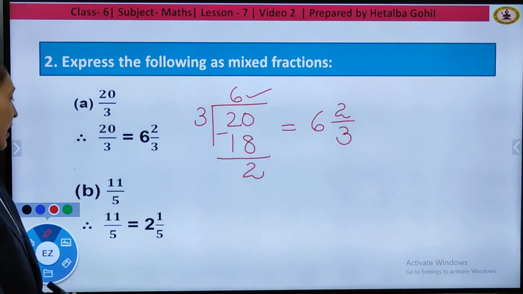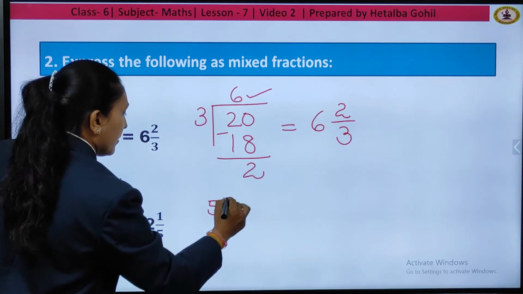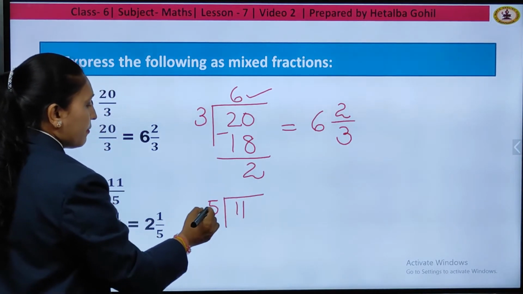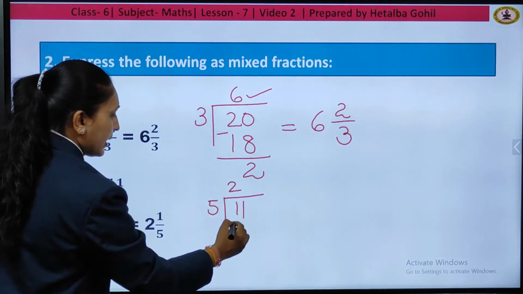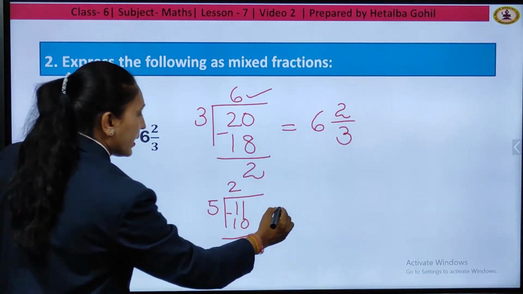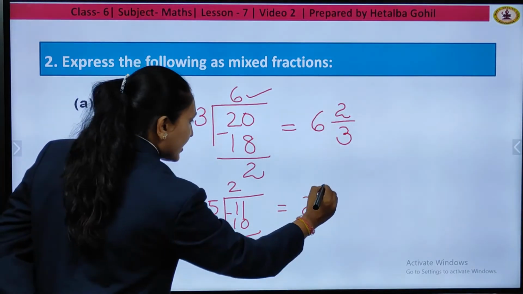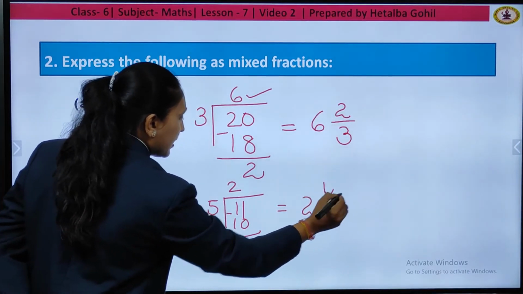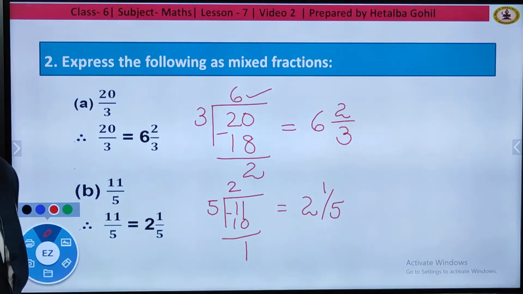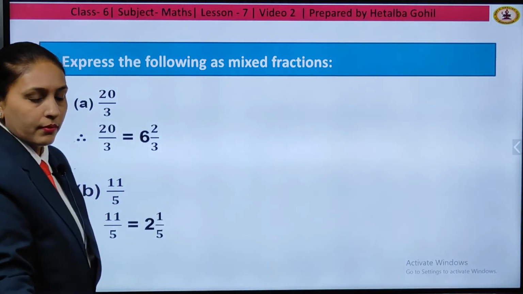The next is 11 by 5. Dividing 11 by 5, you can take here 5 1s are 5, 5 2s are 10. Okay children, so what will be left out here? The quotient, what will you get? You will get 2 as the quotient, 1 is the remainder and 5 is the divisor. So the fraction you will get is 2 integer 1 upon 5.